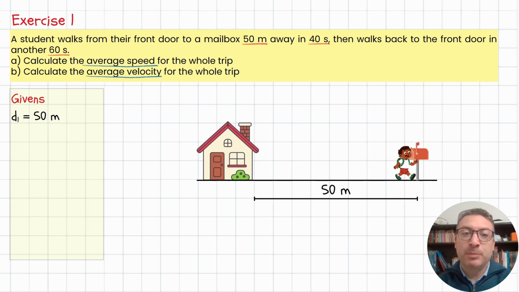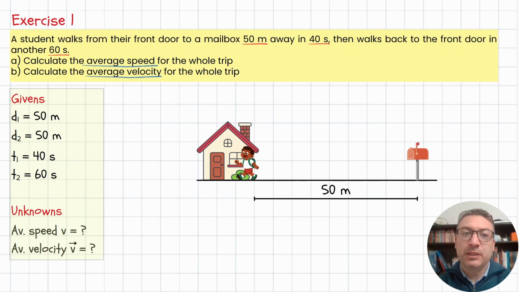Notice that in many textbooks distance is indicated with the letter S, but in this video we will use the d, which is very common as well. Then the student walks back home, so the second distance traveled is again 50 meters, and that will be d2. We know how long it takes the student to walk from the house to the mailbox and back, and we will indicate these time intervals with t1 and t2.